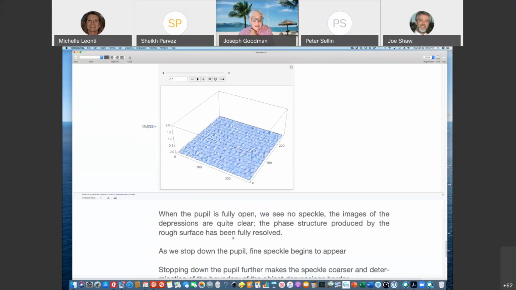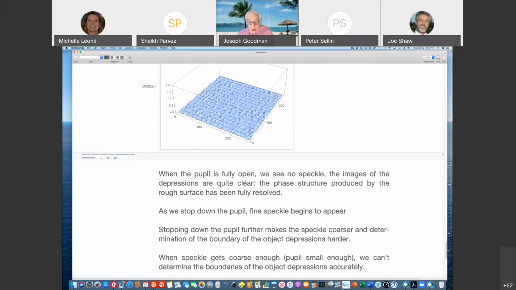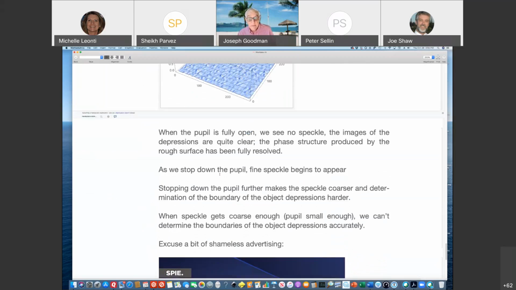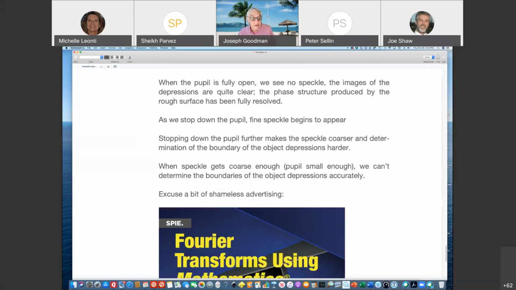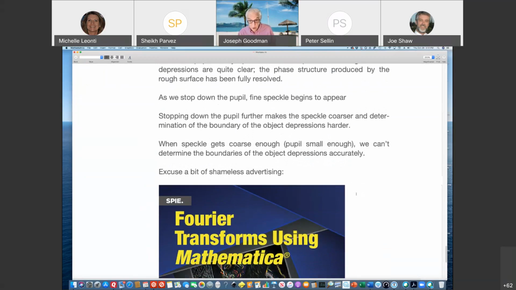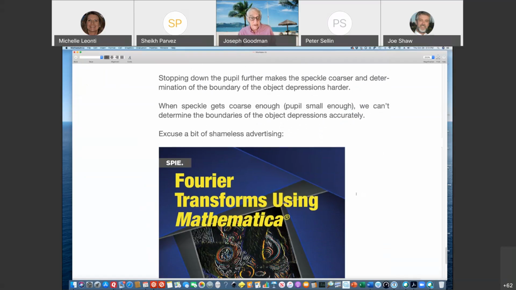So in any case, when the pupil is fully open, we see no speckle. The images of the depression are quite clear. The phase structure produced by the rough surface or the diffuser has been fully resolved by the optical system. And as we stop down, speckle begins to appear. As we stop the pupil down further, the speckle gets coarser, and the determination of the boundary of the object depressions is much harder. And if the pupil gets small enough, we can't really see them at all.